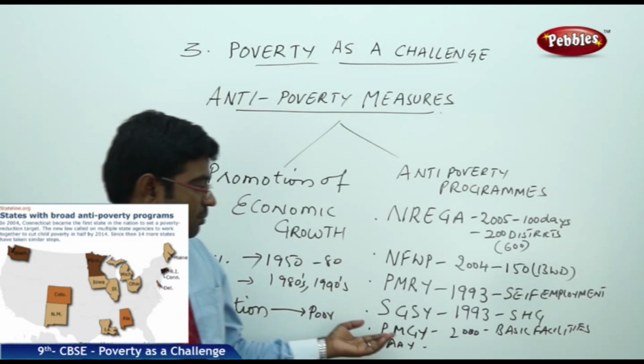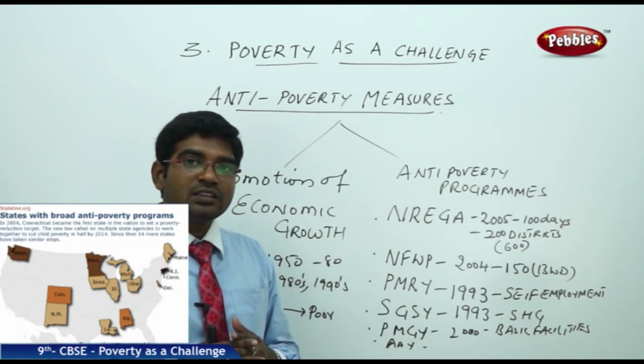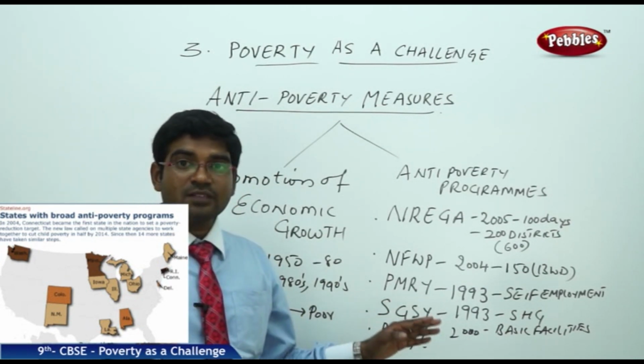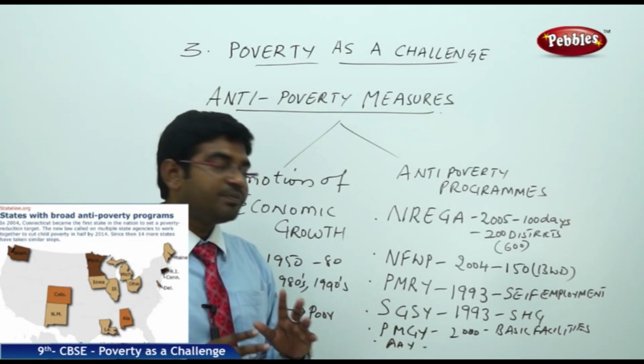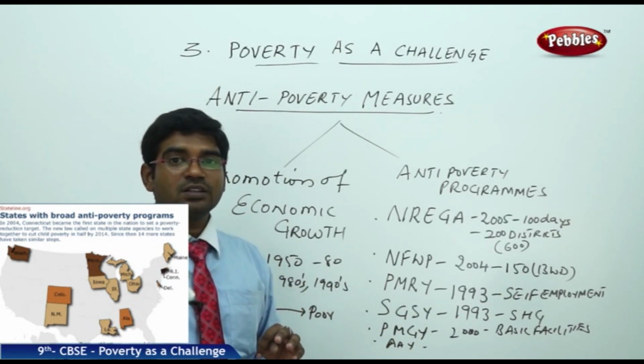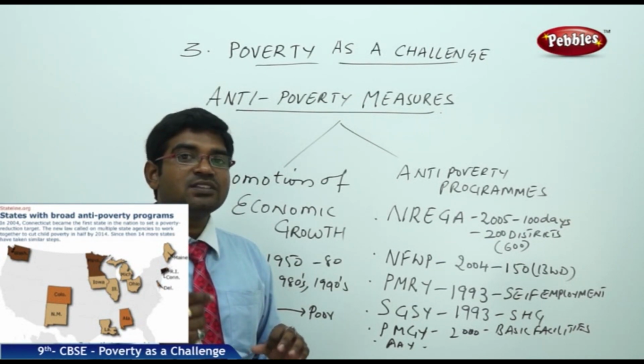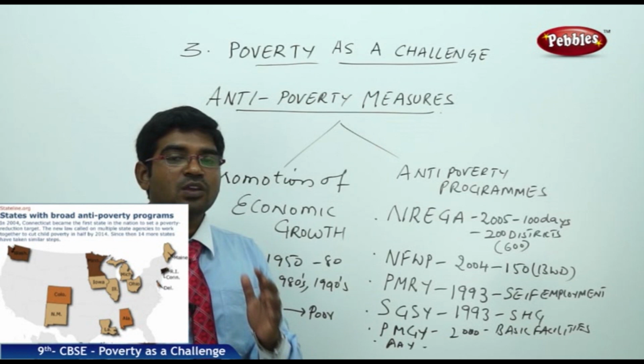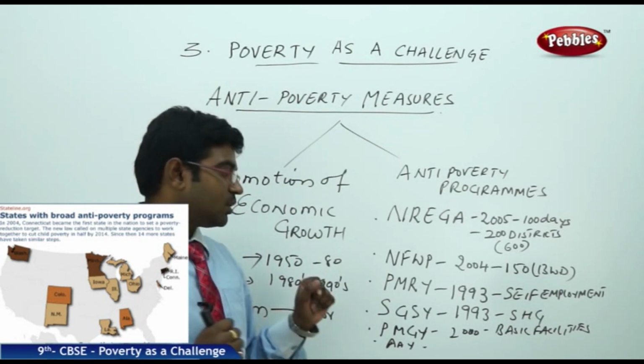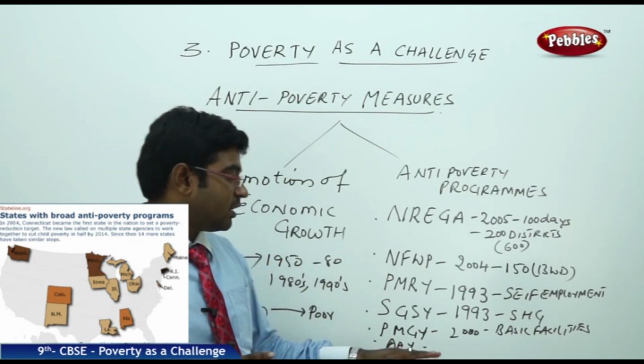And moving on, Pradhan Mantri Gramodaya Yojana. It was a fantastic plan given in the year 2000, where the main target was to achieve the basic facilities of the districts or villages: drinking water, sanitation, roads, and infrastructure.